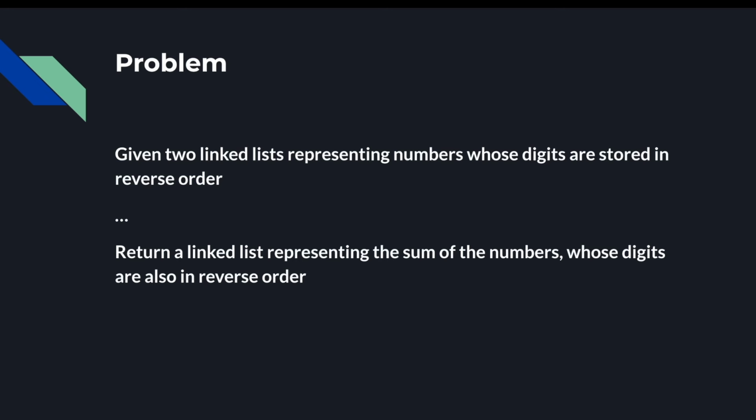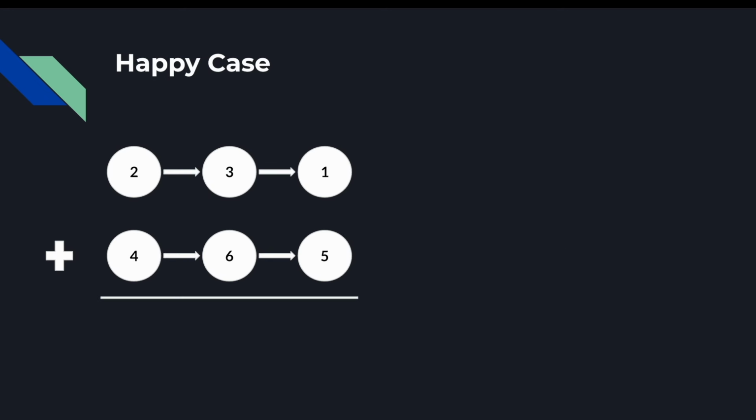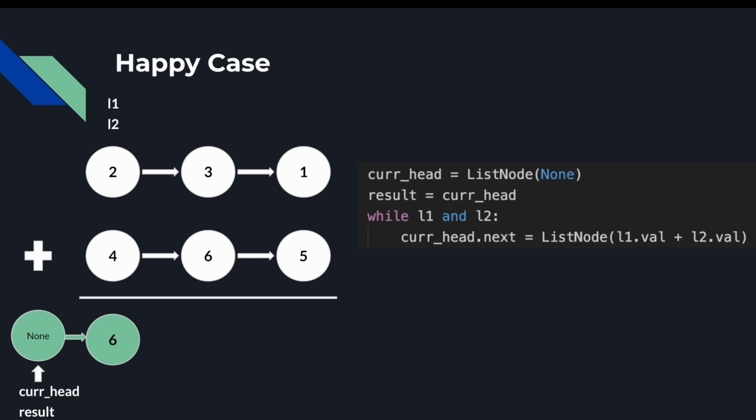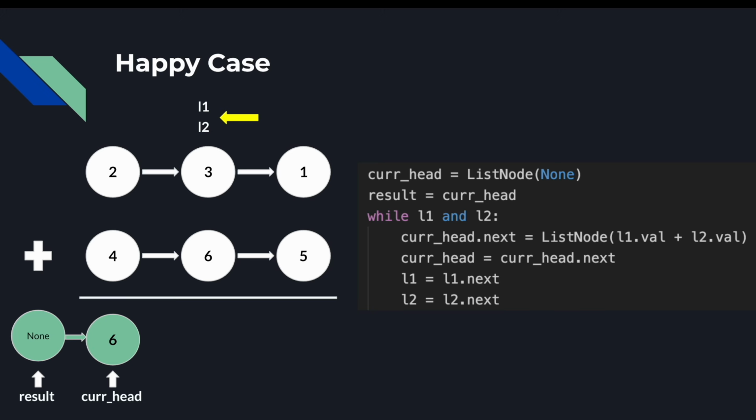Let's take a look. In the happy case, both lists have the same length and all individual sums of digits are less than 10, right? We could have a simple loop like so. We initialize an empty node and set both curhead and result to that empty node. I'll explain why in a minute. While L1 and L2 are not None, we set the next node of curhead to the result of adding these two numbers together. We reset the curhead pointer to point to the new node that we just added, and then we set L1 and L2 to the next node to be added.